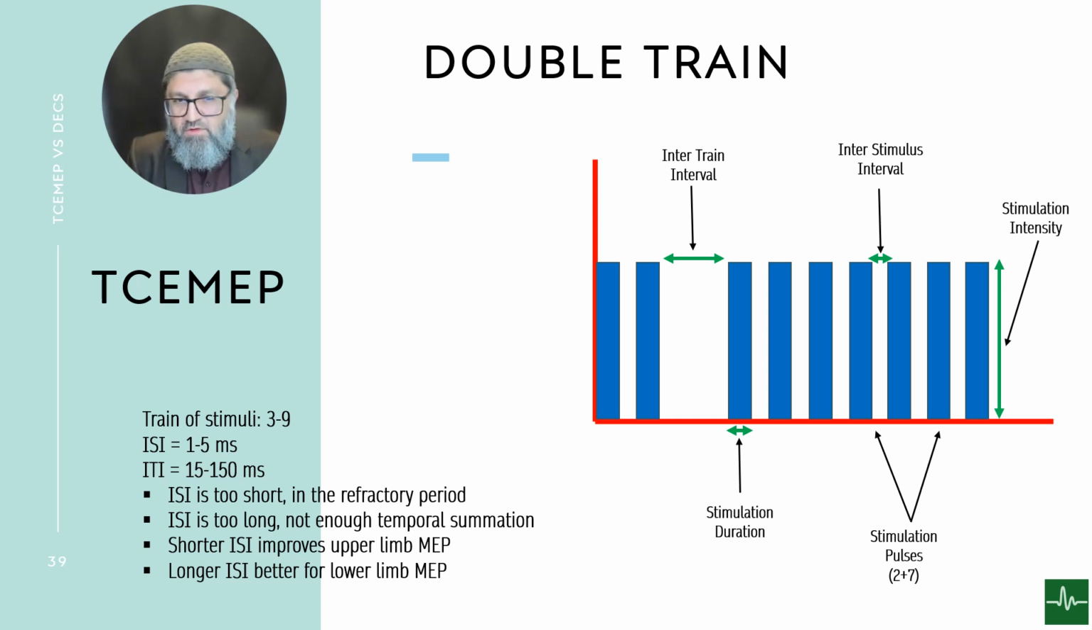The interstimulus interval we use is about 1 to 4 millisecond. The inter-train interval is about 15 millisecond to as high as 150 millisecond because some patients have very delayed responses. If you make the ISI very short, you don't get enough refractory period to get a response. If it is too long, then you're not doing temporal summation and you are doing just single pulse stimulation. It says single pulse, but actually you're stimulating multiple times because you're averaging. So a shorter ISI improves upper limb MEP and a longer ISI is better for lower limb MEP.